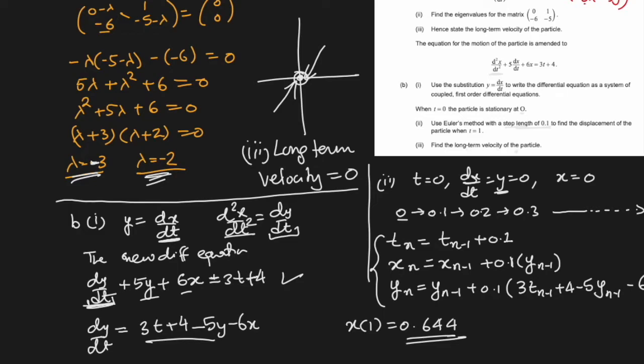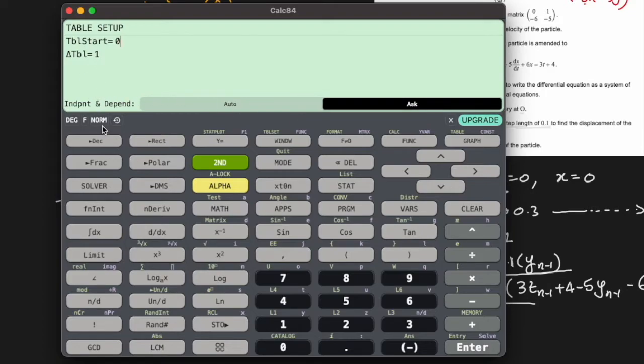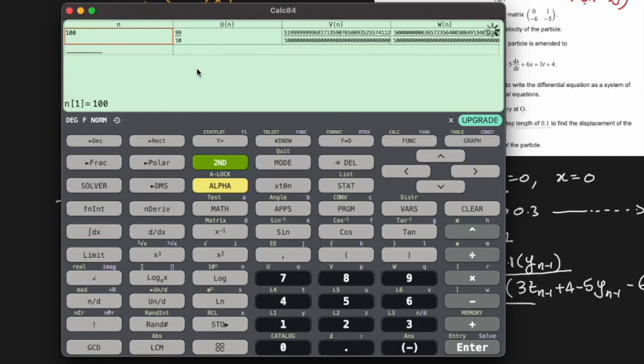Find the long-term velocity of the particle. For that, let's go to the calculator again, and in place of auto, let's write ask, and we'll go to a very high value for n. So table set again. Now table, and if I put n equal to 100, a very high value, you can see that time becomes 99 over 10, about 9.9. If there is a jump of 0.1 seconds every time, it will be 9.9 seconds. And the displacement will be 0.599 if I convert this to decimal.